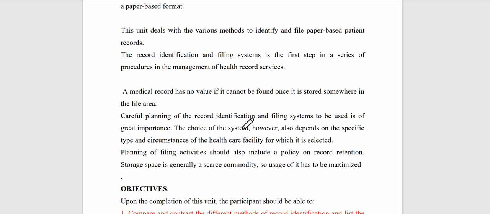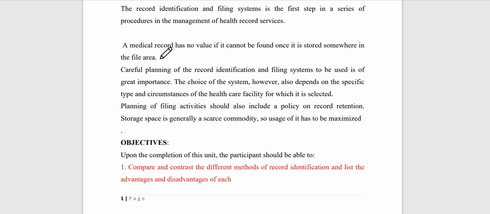We understand that a medical record has no value if you file it and it cannot be found after filing. It loses its meaning and its purpose. So careful planning for the medical record department is very important. Last time I think we talked about the planning of health records at the department. I don't know whether you talked about it last time or it's something new.